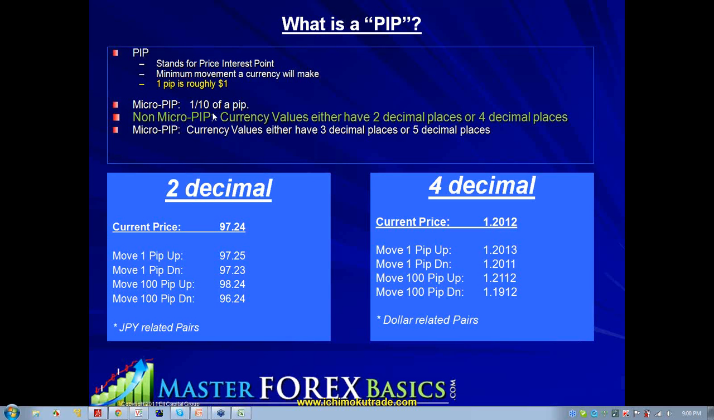Don't use that micro pip. When you use that micro pip, it throws things off. Almost all the brokerage firms now are dealing with this stupid micro pip. It used to be very simple, but now they complicate our lives. So I always just get rid of it. In my mind, I ignore that decimal place and think of this as 9724, and over here, I think of this as 12,012.